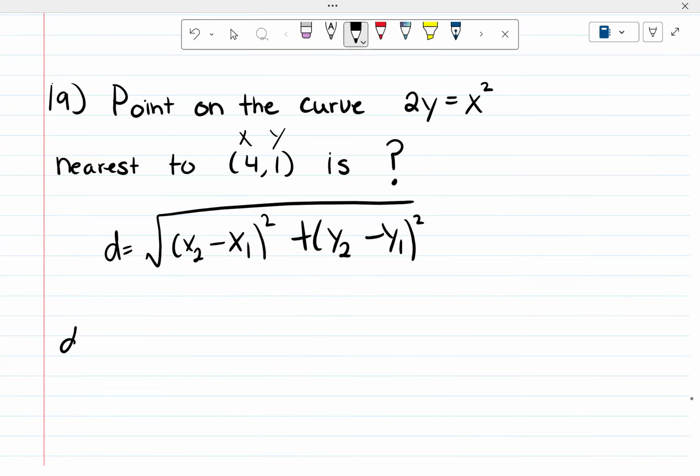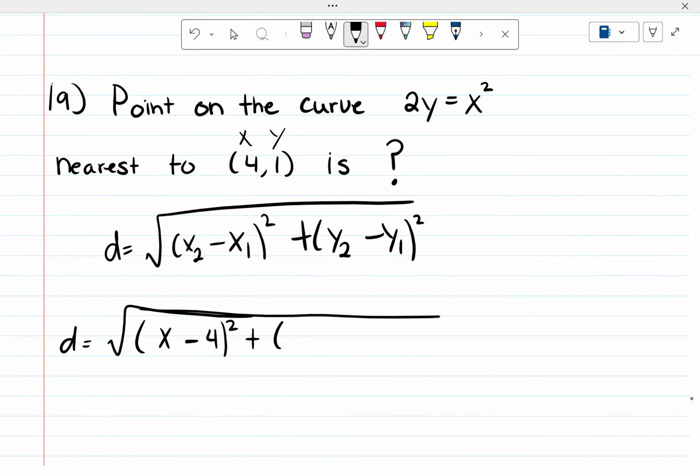So that means it's going to be d equals square root of (x2, which is x, minus x1, which is 4) squared plus (y2, which is y, minus y1, which is 1). And then what?